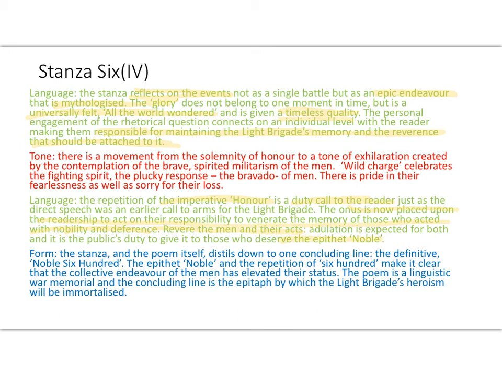The men are given this epithet, which is a name that's given to describe a person. And here you have the person or collective body of people. You've got the noble 600, and therefore you have an understanding that the public accepts this epithet is appropriate. They are noble. Their sacrifice was noble. And as a collective, they are noble.